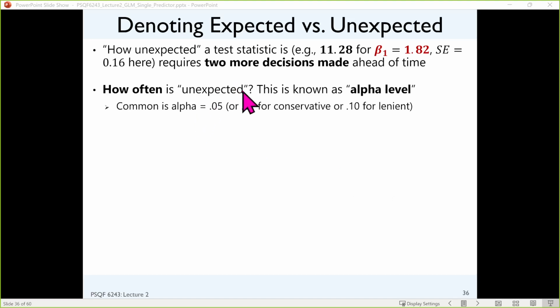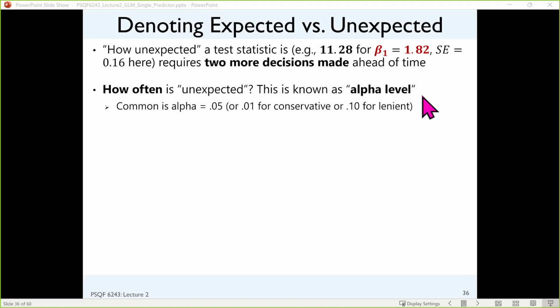So how often is unexpected? That's the first thing we have to decide, and that is known as alpha level. It is a probability of finding a result as extreme or more extreme. Like, where do you want to say that's too far? And the most common answer to that in the social sciences is that alpha is 0.05, meaning that we say something is too far away from the null to be believable, that the null is true, if it happens less than 5% of the time.